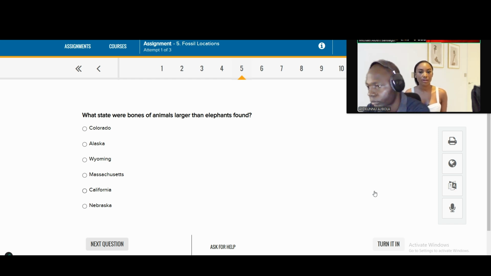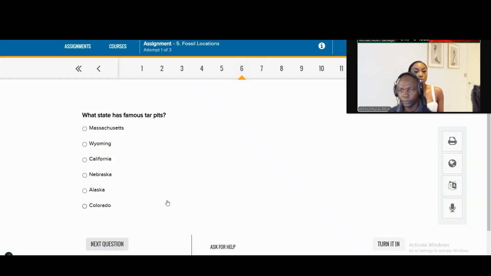What state were bones of the elephant from? Colorado. What did you say? Colorado. No, it's Wyoming. What state were bones of animals larger than elephants found? That's Wyoming.